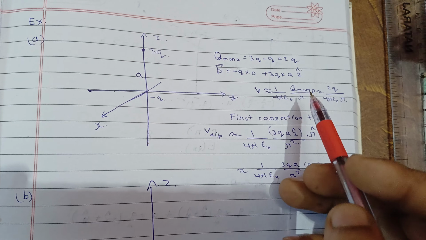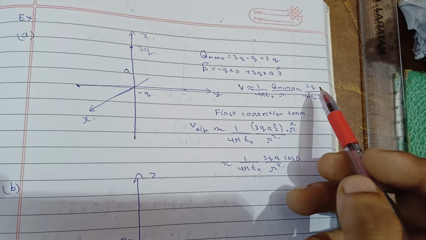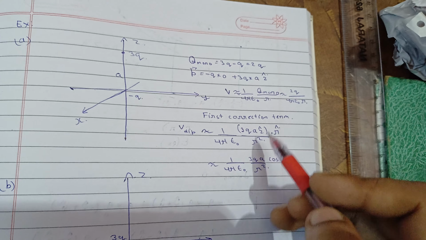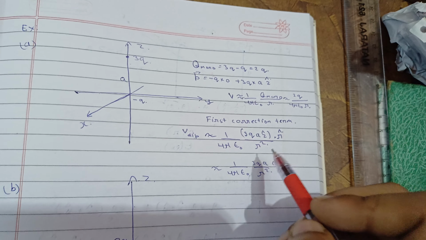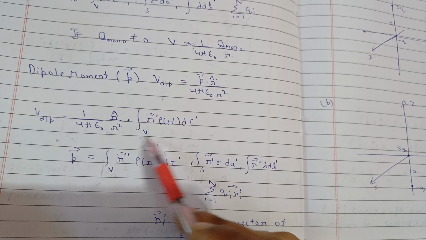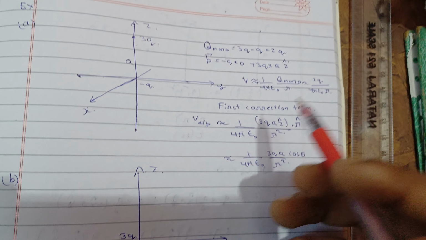So the potential will be approximately q mono by 4 pi epsilon naught r, and q mono is 2q. So this will be your main term, and the first correction term will be given by the dipole moment, that is 3qa z cap dot r cap over 4 pi epsilon naught r square. So we write this from here, because this was the p, and p dot r cap divided by this will give you the second term. So this is your correction term.